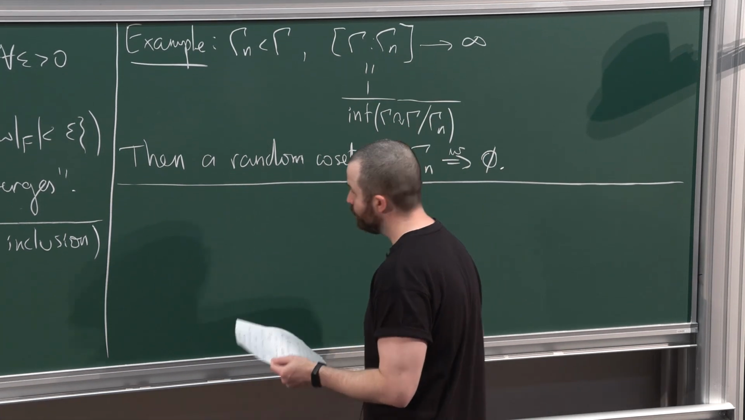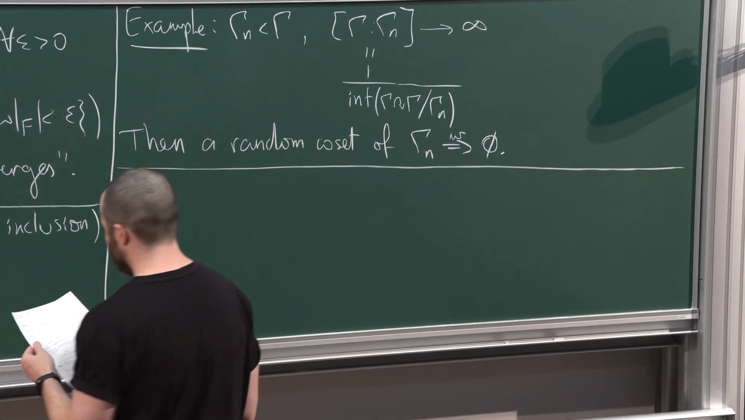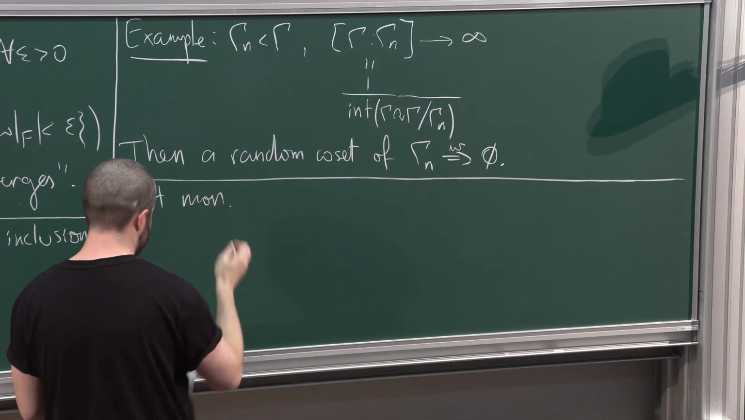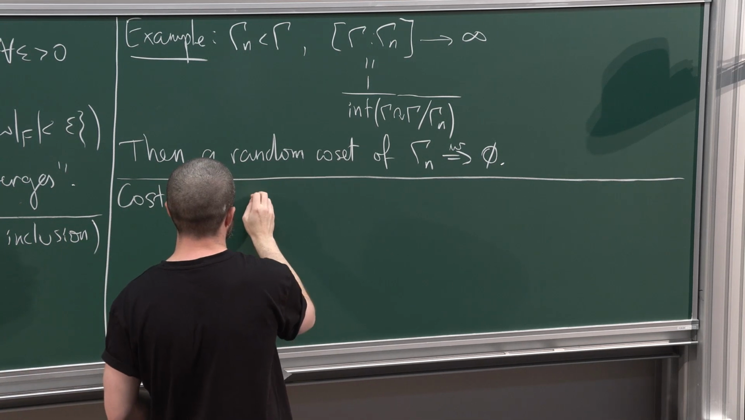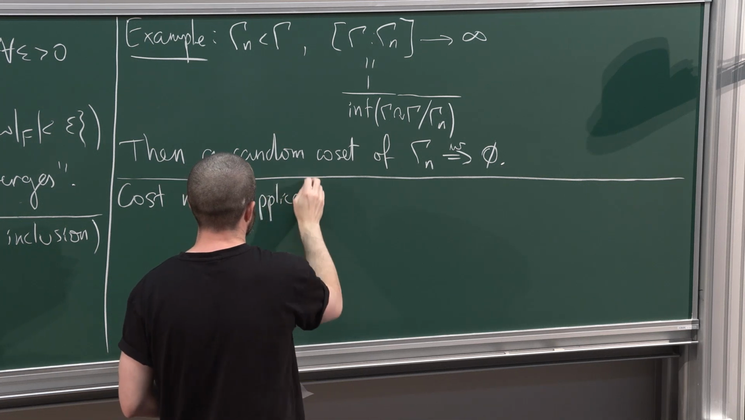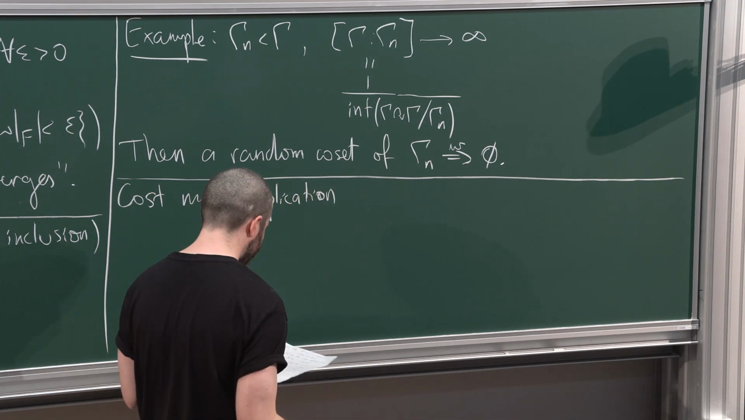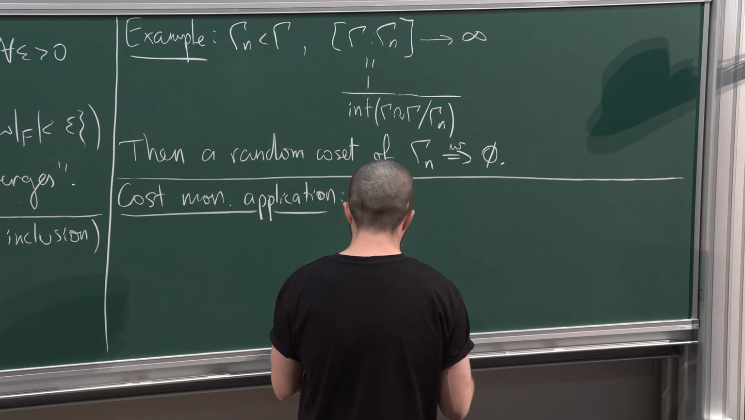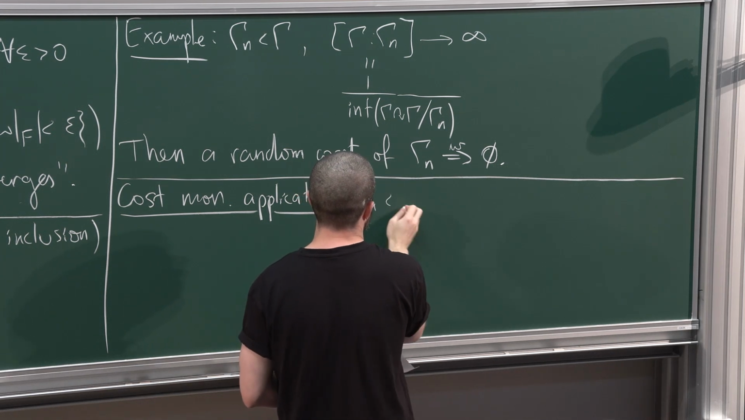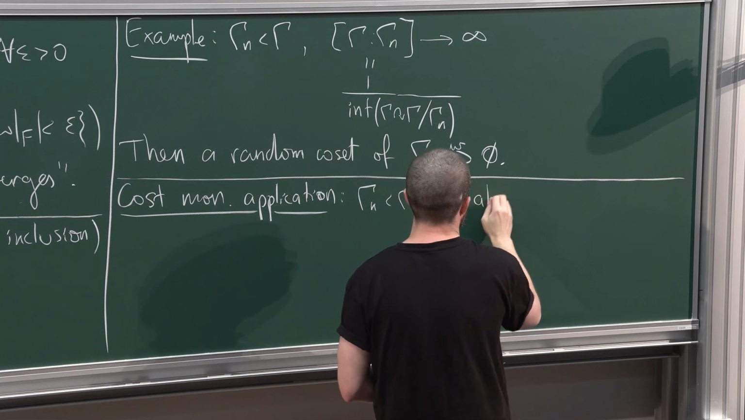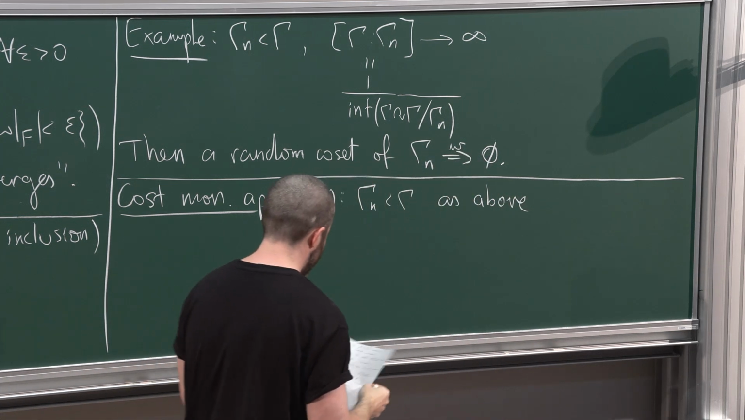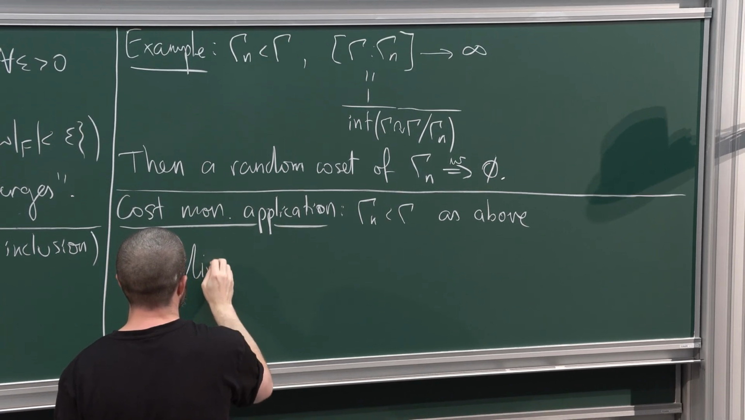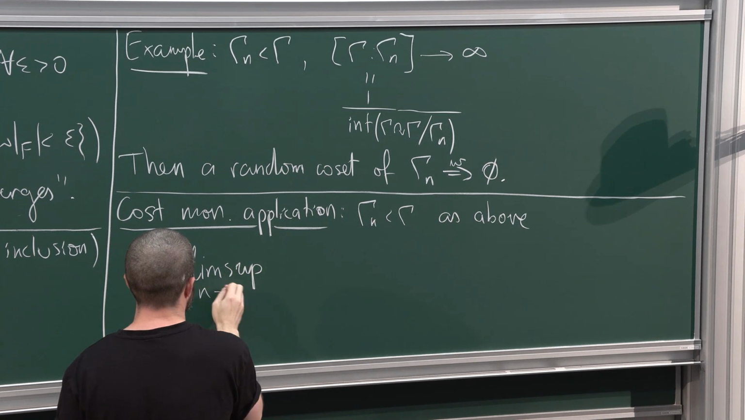So now let's try to naively apply the cost monotonicity theorem before we've even proved it, just so we see that it's really a useful tool. Cost monotonicity application. Okay, so I'm going to take gamma n inside of gamma as above. And then we know what the cost of these is, and we know that they weakly converge. So you plug it into the theorem, and you get a very dramatic result.